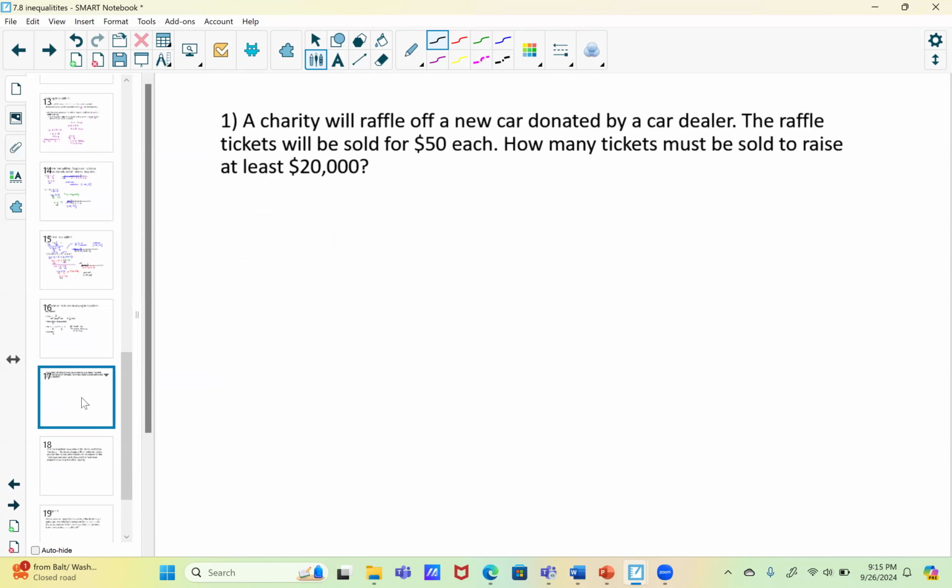Okay, so for the applications, again, we're going to have a word problem. We're going to write the inequality and then we're going to solve it. A charity will raffle off a new car donated by a car dealer. Raffle tickets will be sold for $50 each. How many tickets must be sold to raise at least 20,000? So we want the number of tickets, so x is the number of tickets.